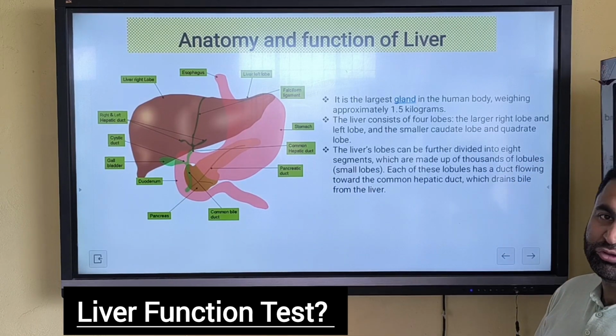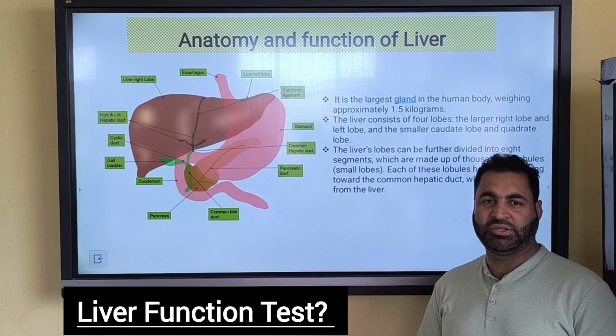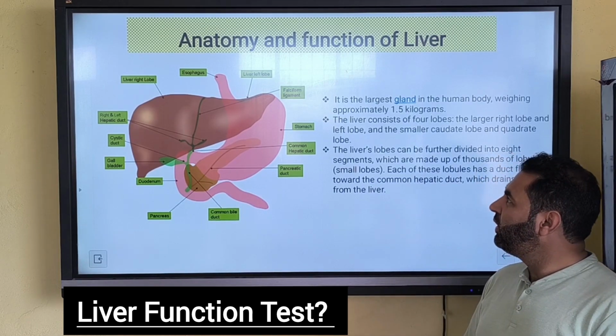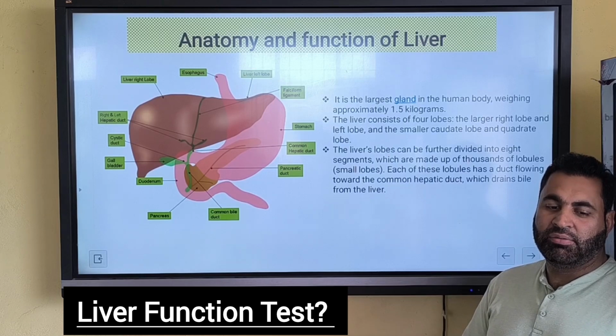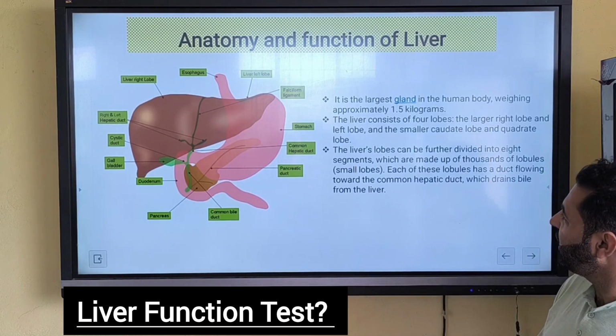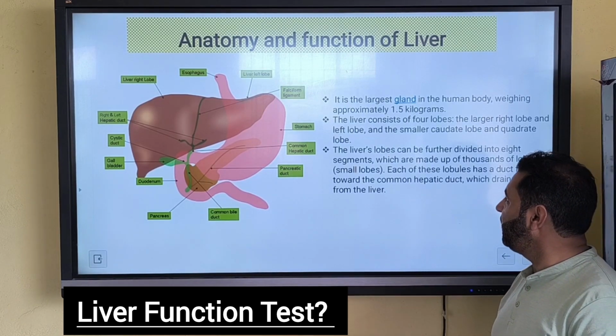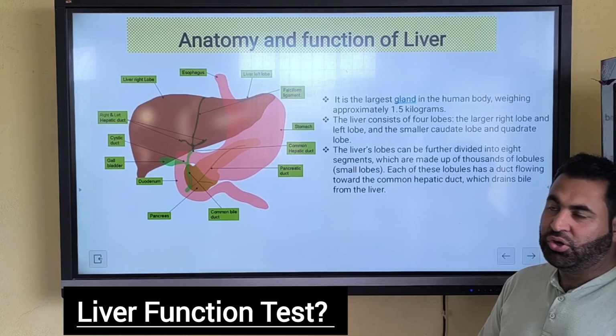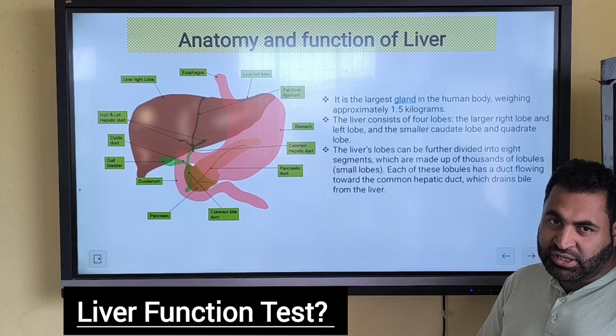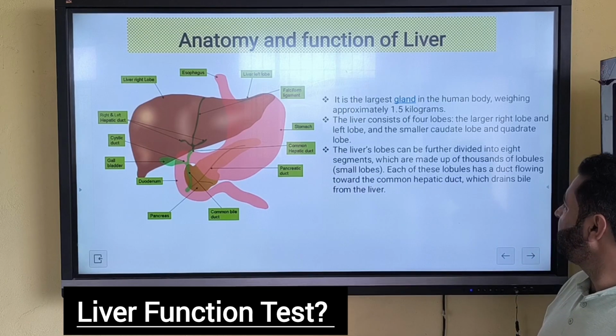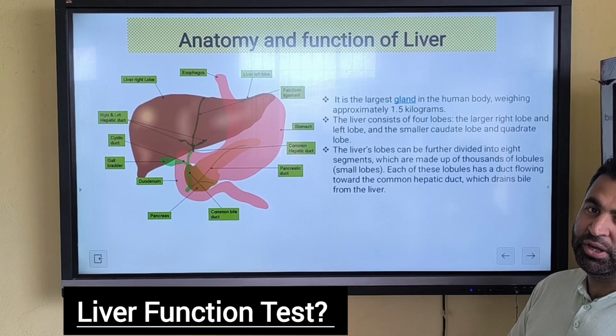Today we are going to talk about liver function tests. Before explaining liver function tests, I want to tell a little bit about the anatomy and functions of the liver. So the liver is the largest gland in our body. It weighs approximately 1.5 kg.